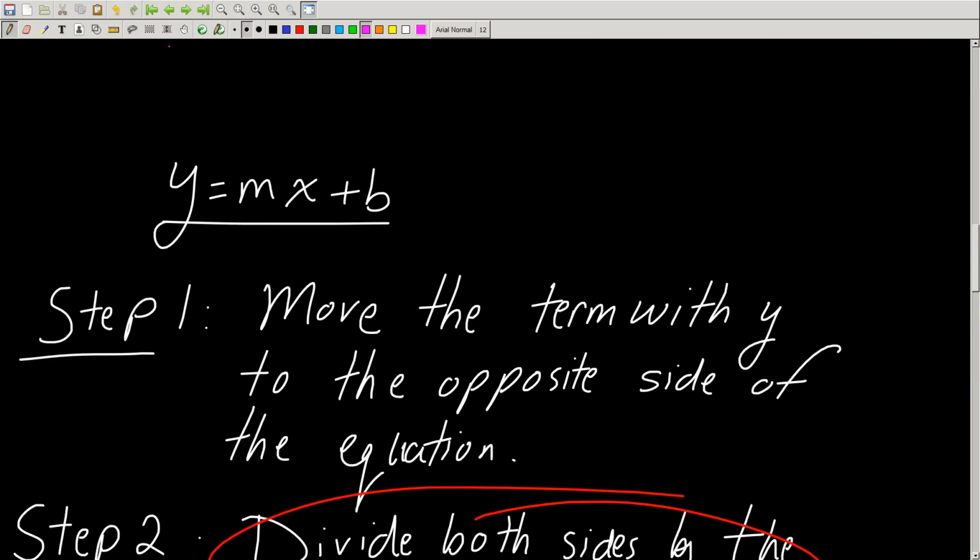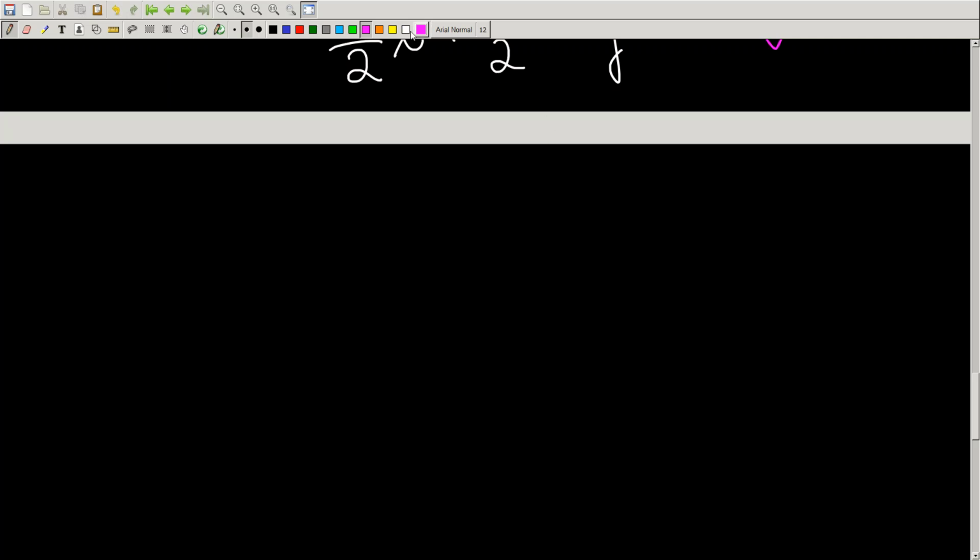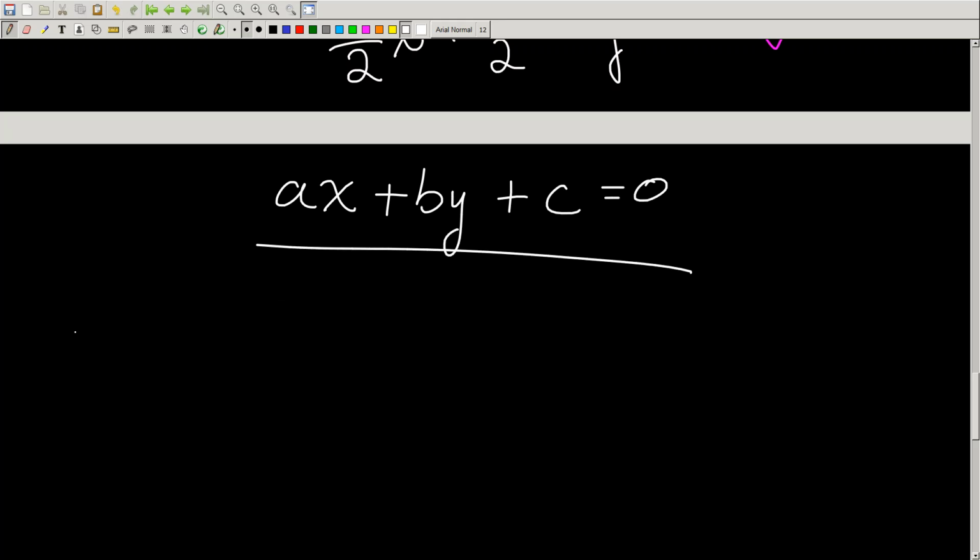Let's move on to the next page. So after converting into y equals mx plus b, what we have to figure out is how to take y equals mx plus b and convert it into standard form, Ax plus By plus C equals 0. How are we going to do that? Well, it's actually pretty straightforward once you figure out what the steps are.